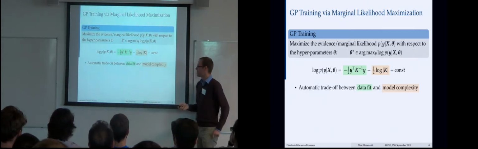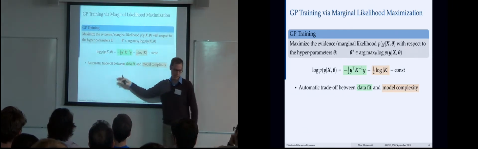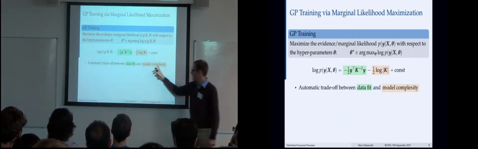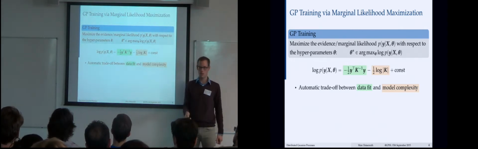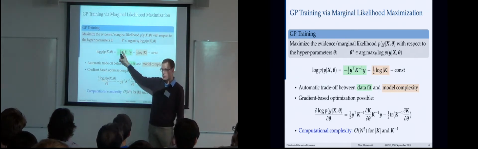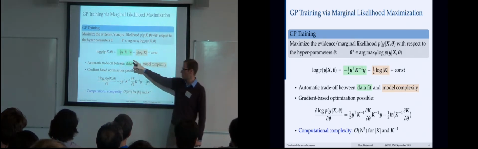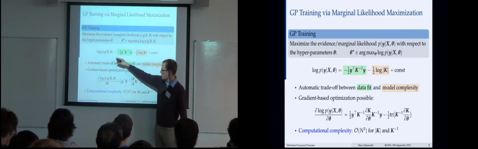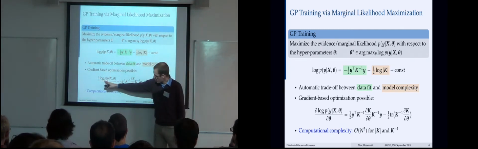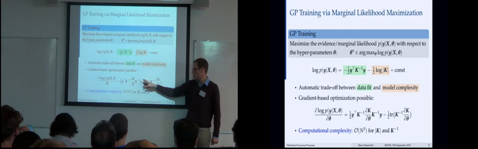Okay. The nice thing about the marginal likelihood is that it gives an automatic trade-off between a data fit term, which is y transpose K inverse y, and the model complexity. Neil was also talking about this a bit earlier. The nice thing also is that if you want to optimize the marginal likelihood with respect to these hyperparameters, you can compute the gradients with respect to the hyperparameters analytically. The hyperparameters are hidden in this K matrix, and then the gradient of the log marginal likelihood with respect to the hyperparameters is given by this particular expression.